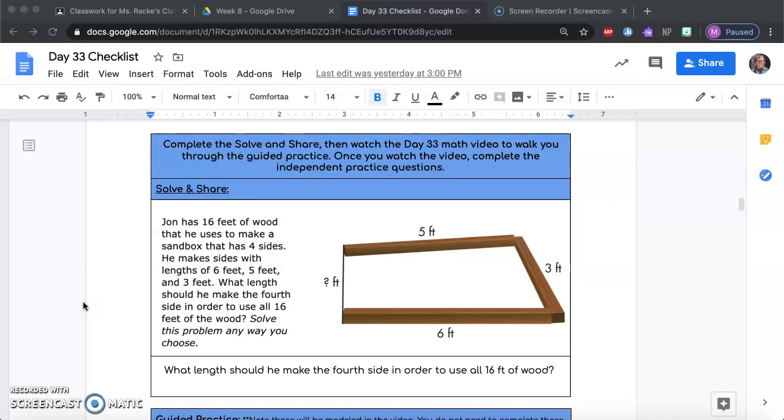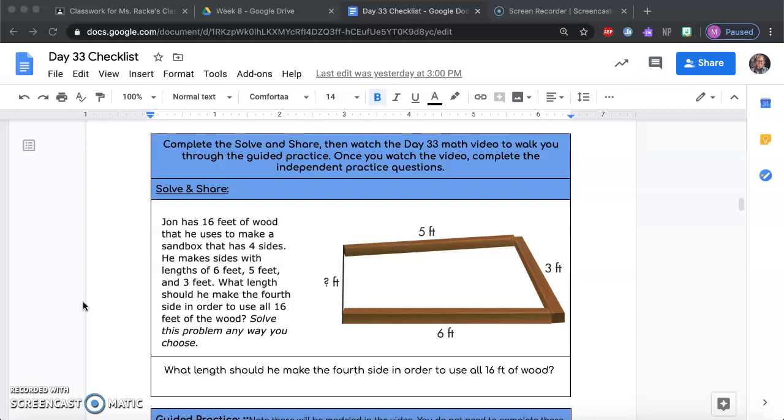We are still working with perimeter, but we're going to be doing something a little bit different. We're doing perimeter and unknown side lengths. Today our objective is I can find the unknown length of a polygon by using a known perimeter. So this is basically when we're going to know the length of different sides. We're going to know what the total perimeter is, and we're going to use that information to find a missing side length.